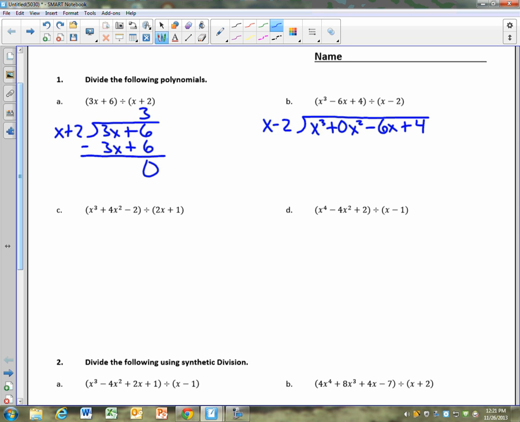I start the same. What do you multiply x by to get x to the third? X squared. So that goes above the x squared. See, if we went to put that 0x squared there, where would it have gone?